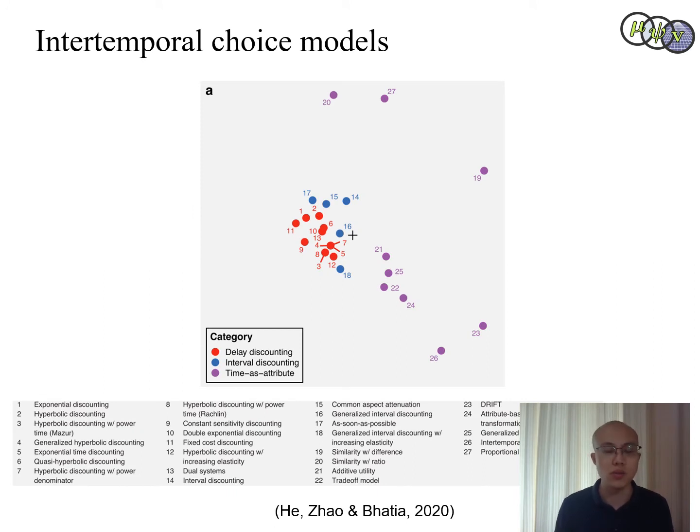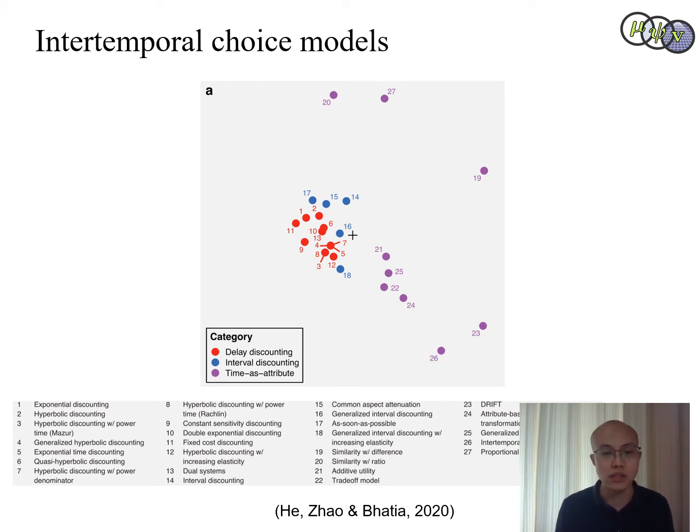Recently, we made a pretty large-scale meta-theoretical analysis of these models. We collected a total of 27 intertemporal choice models, which we think is almost all the behavioral models that can be written into programs and algorithms and make precise predictions about choice behavior. Then we tried to represent these models in a single framework, like a model space. In this paper, we have three categories of models: delay discounting models, interval discounting models, and time as attribute models.